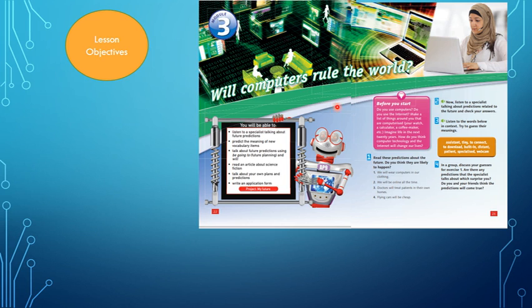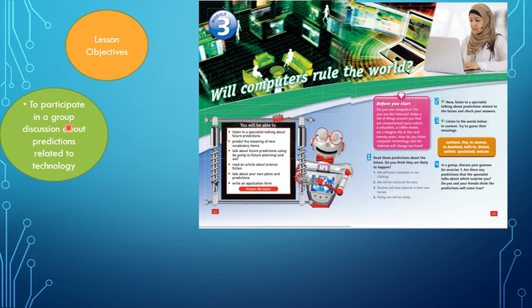Now, before we start with this lesson, we have some lesson objectives. The first is to participate in a group discussion about predictions related to technology. Predictions: what will happen in the future, or what do you expect to happen in the future? We call it predictions. And the second objective is to use context to guess the meaning of new words. So here we have new words that we are going to discuss, and you will try to guess the meaning of these new words.